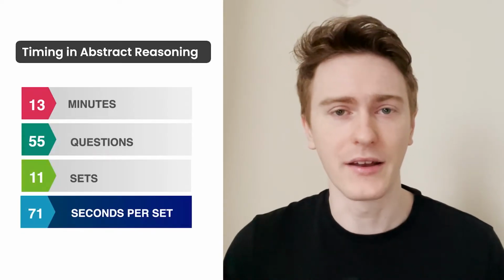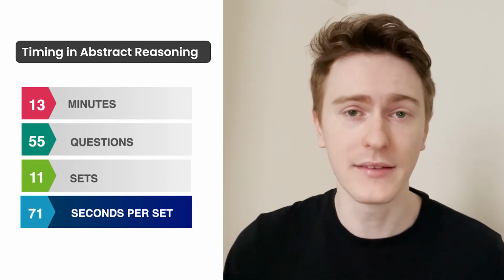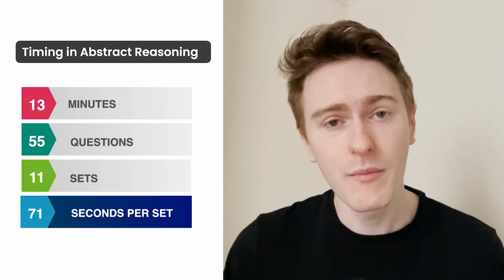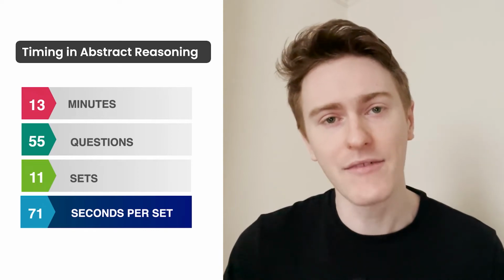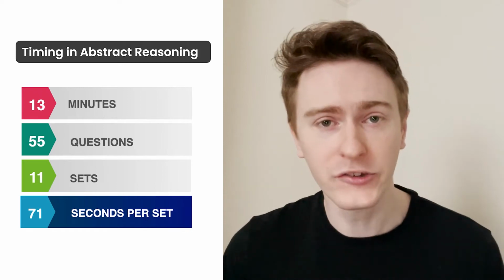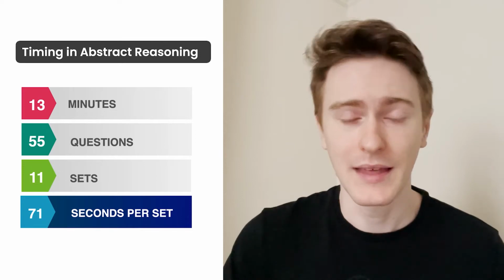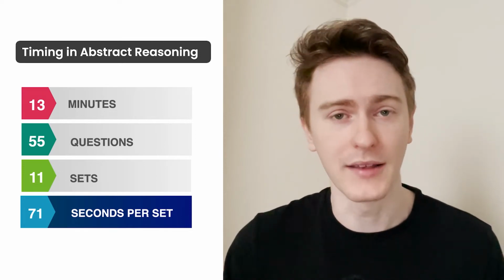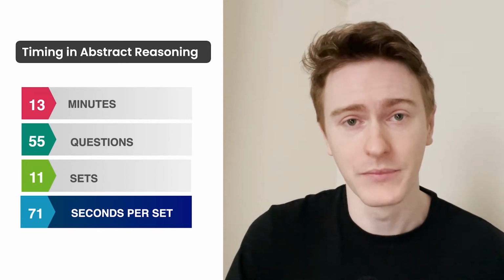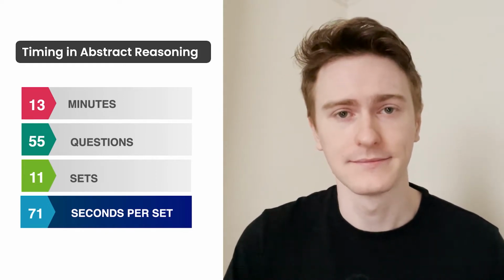So let's look at the breakdown of abstract reasoning. The first thing to say is it's very fast-paced. You've got 13 minutes to do 55 questions. Now that's a very short amount of time for each question, but remember that questions are organised into 11 sets of 5. That means as soon as you've spotted the pattern, you've got 5 questions on that same pattern. So it's actually not as bad as it first seems. That means you've got roughly 71 seconds per set, and by far the largest amount of time is spent spotting that pattern at the start. Once you've seen that pattern, it's very quick to do the remaining 4 questions.